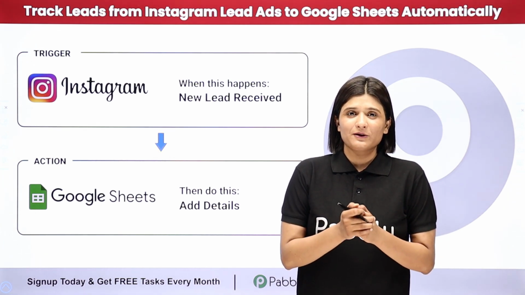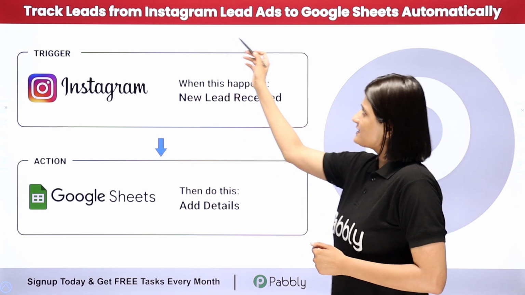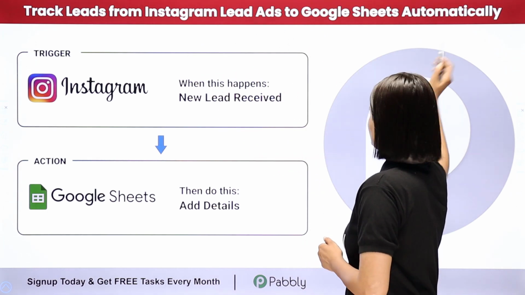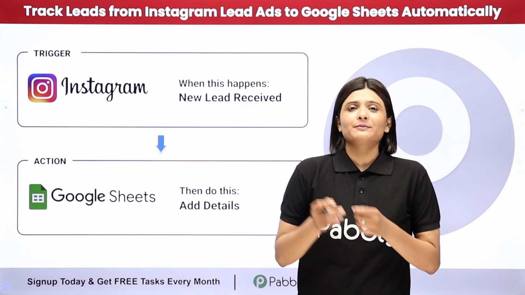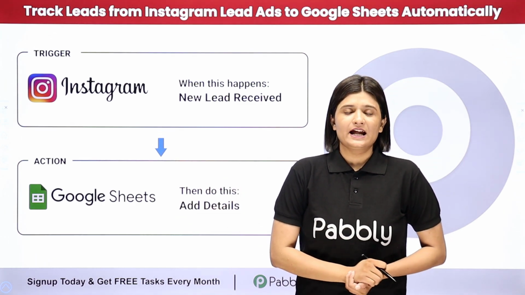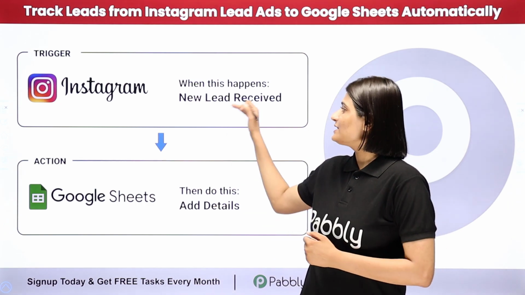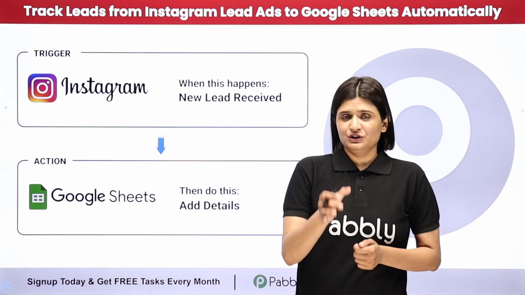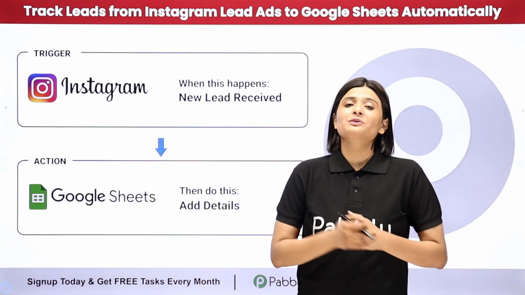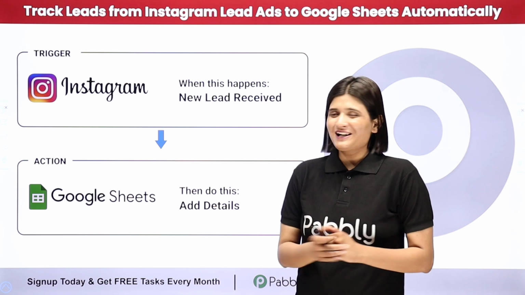In this video, we are going to learn how to track leads from Instagram lead ads to Google Sheets automatically. So let's suppose I am running an online business or a digital marketing agency, and I am collecting all my leads with the help of Instagram lead ads. Now I want that whenever I receive a new lead, the details of this lead should be automatically added to my Google Sheets spreadsheet.